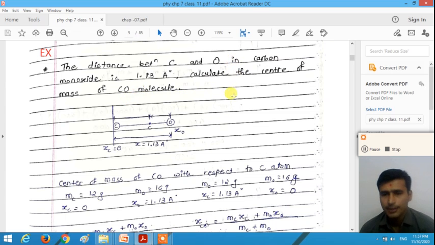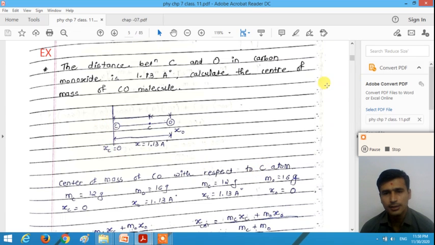If you want to calculate the location of the center of mass of the CO molecule with respect to the carbon atom, we take the carbon atom at the origin. So the position of the carbon atom is xc equal to 0 and the oxygen atom is at a distance xo equal to 1.13 angstrom. Now if we want to calculate the location of the center of mass with respect to the oxygen atom, we take the oxygen atom at the origin, so xo is equal to 0, and xc is equal to 1.13 angstrom.